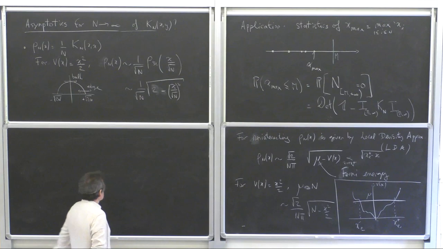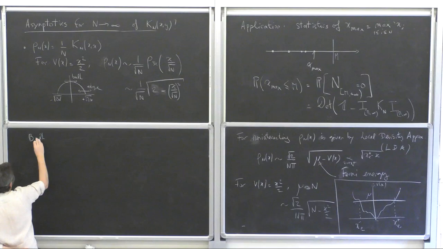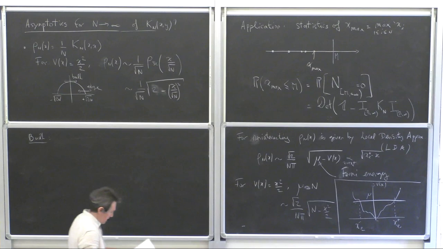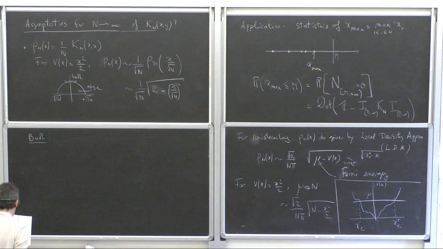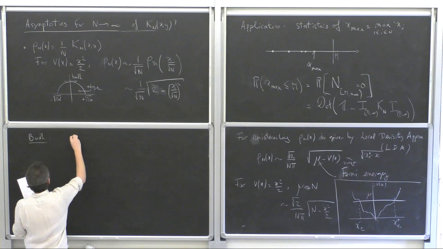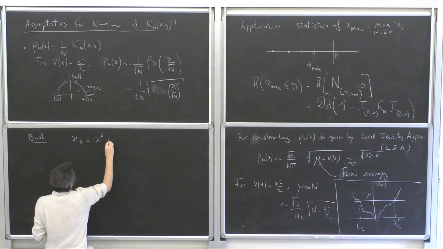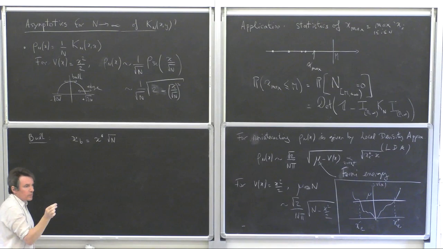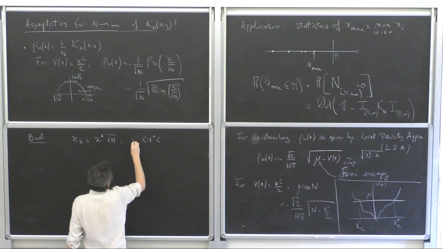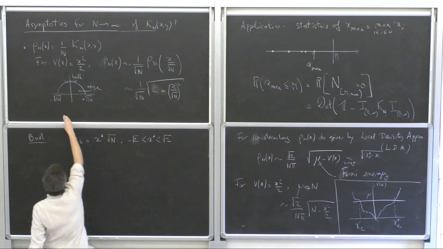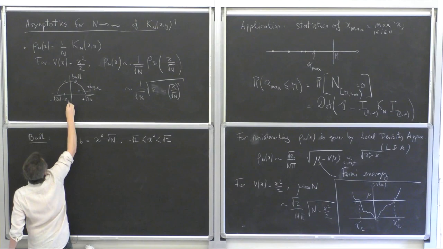Okay, so let me first discuss the bulk. Let's try to give a rather precise statement. Define the point X_B, which is in the bulk. Let's try to be relatively general. I look at the vicinity of a point within the bulk, with X star far from square root of 2 and minus square root of 2. Somewhere in there, that will be X bulk.